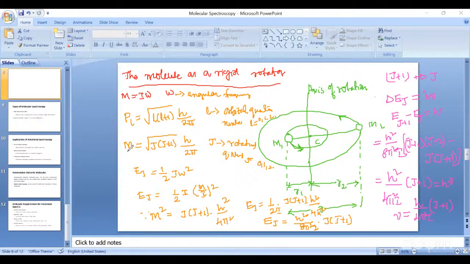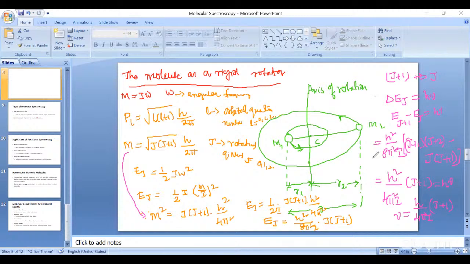Therefore m square equals j into j plus 1 into h square by 4 pi square. If you substitute this, Ej equals half into j into j plus 1 by I into h square by 4 pi square. Overall, we get Ej equals h square by 8 pi square I into j into j plus 1. This is the energy of rotation Ej of a rigid rotator.